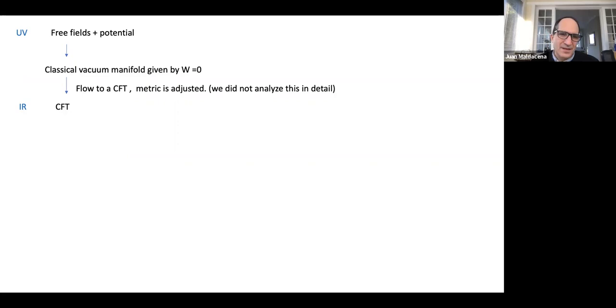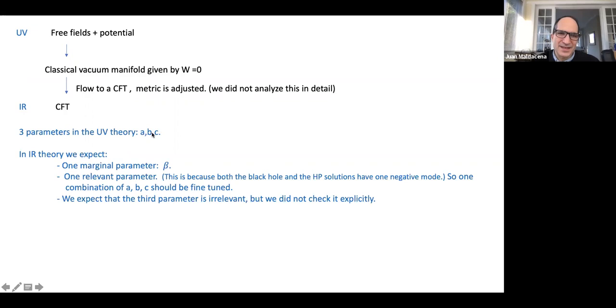Now in this UV theory, we had three parameters, this A, B, and C. But in the infrared theory, we expect just one marginal parameter. We also expect one relevant parameter, and that's related to the negative mode we discussed a moment ago, that both the Horowitz-Polchinski and the black hole have a negative mode as Euclidean solutions. Because of that, we expect that one of these parameters should be fine-tuned in order to get to the CFT. And we are left with one parameter, and so we conjecture that this parameter might become irrelevant under this flow, but we did not check this explicitly.